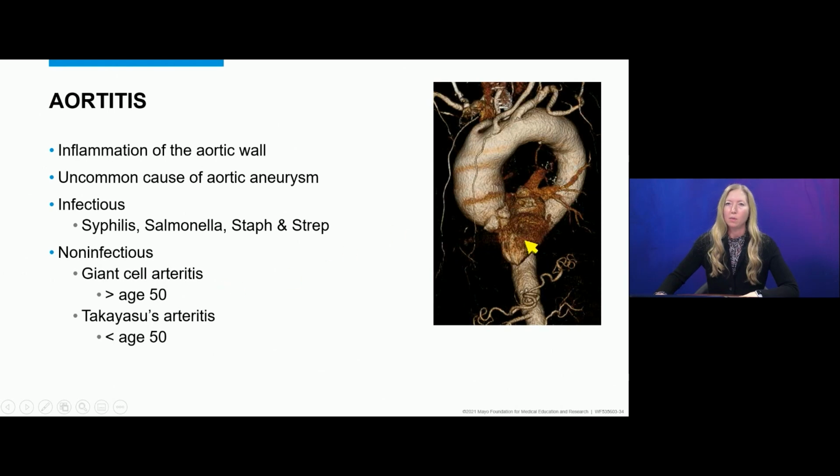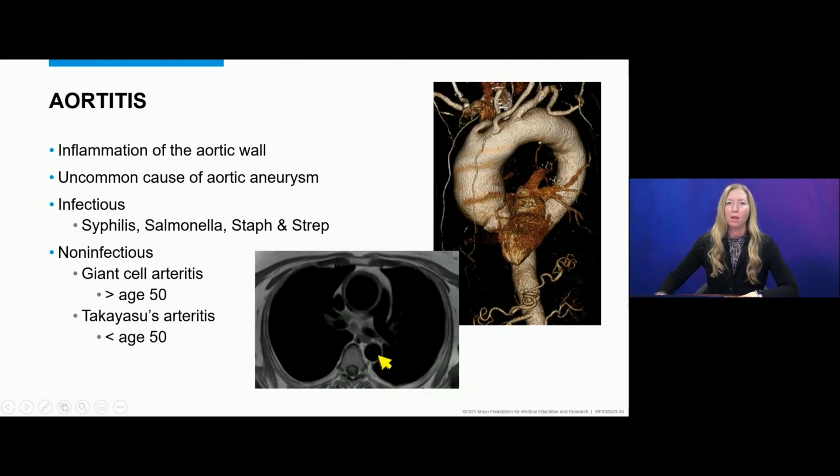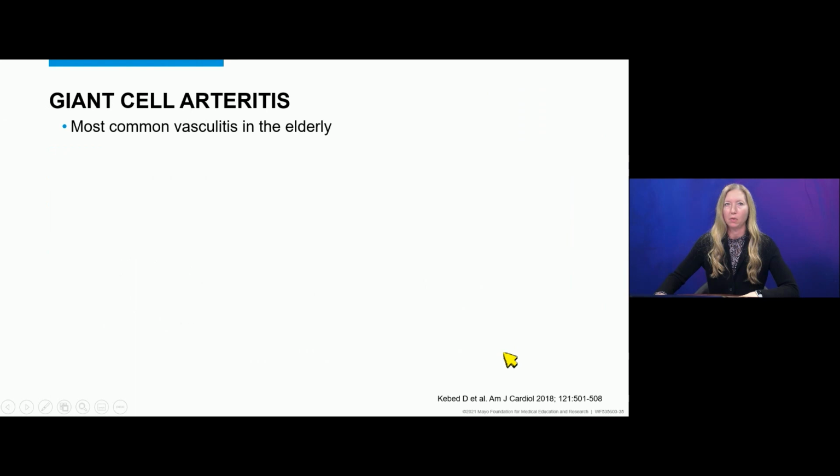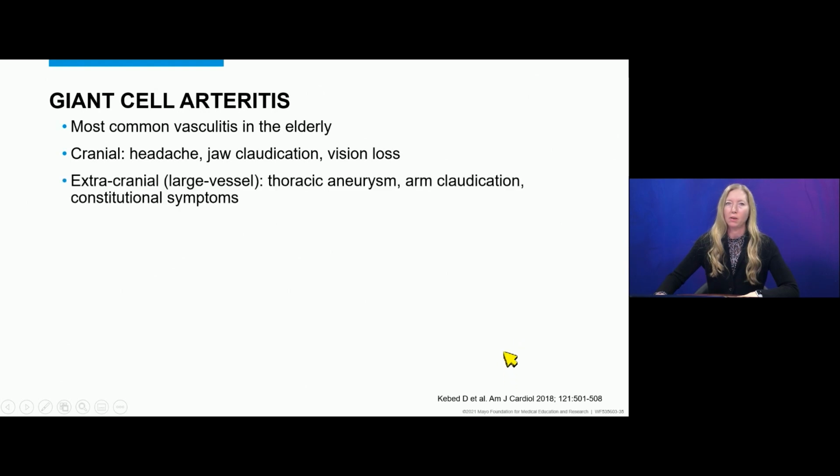And this is kind of the typical CT imaging. Often the sinus of Valsalva is normal, and then you get just really diffuse aortic dilatation of the entire aorta. And with your cross-sectional imaging, you can see increased wall thickness in the acute inflammatory phase of aortitis. Giant cell is the most common vasculitis in the elderly. Patients can present with cranial symptoms or extracranial symptoms from the aortic involvement.